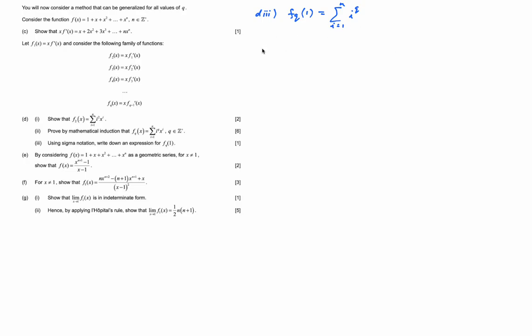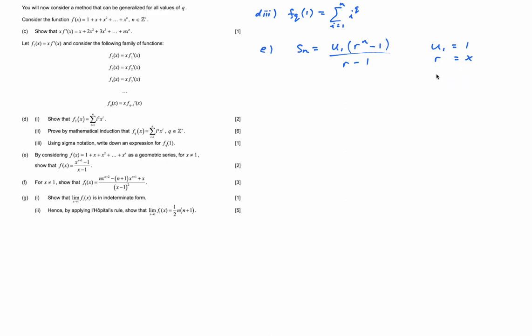Okay, E. By considering f of x is this, 1 plus x and so on, considering it as a geometric series, show that f of x is this. So it's a sum of a geometric series, and we know the formula for the sum of a geometric series is u1 times r to the n minus 1 over r minus 1. Now we have our u1 is 1, our r is x, because we're multiplying by x each time, that's the common ratio, and how many terms are there?